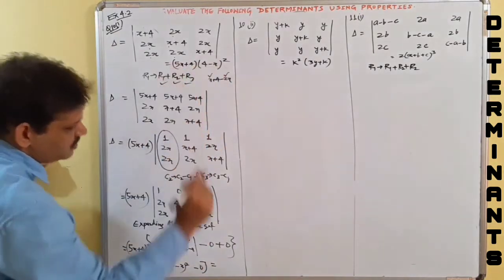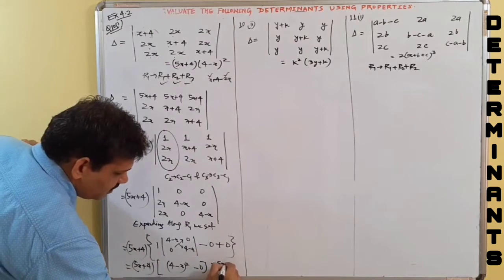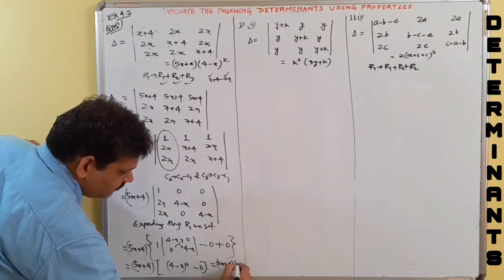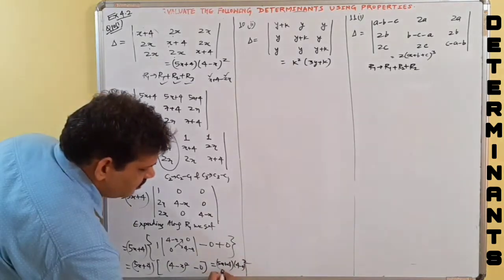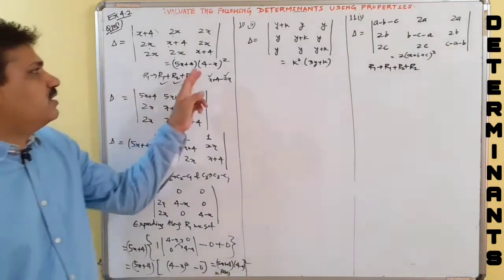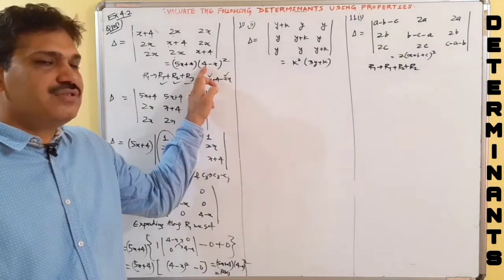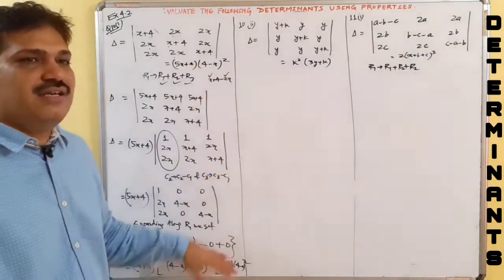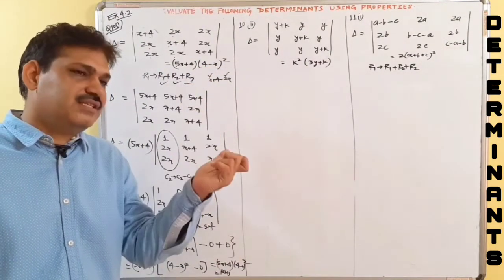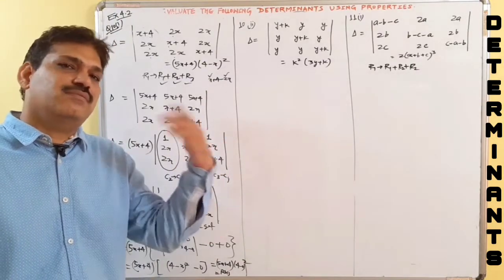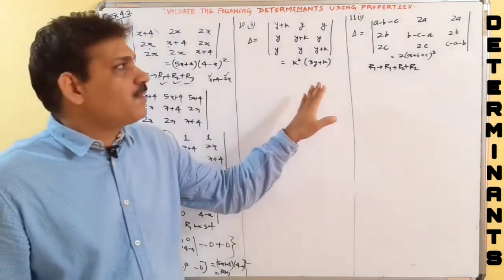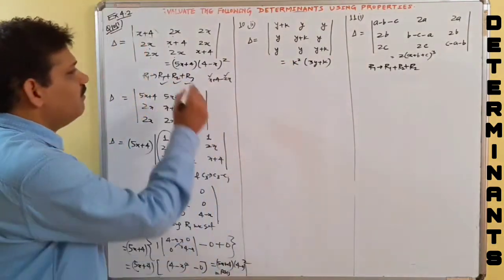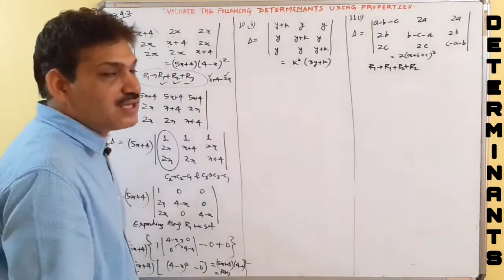4 minus x whole square is itself the answer. So it will be 5x plus 4 into 4 minus x whole square, which is equal to RHS. Suppose in the question there is x minus 4 whole square, then 4 minus x whole square is the same as x minus 4 whole square, because a minus b whole square is equal to b minus a whole square. Similarly in this question, what we do is, here we have applied R1 becomes R1 plus R2 plus R3.